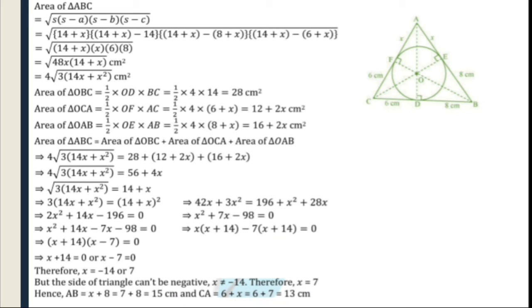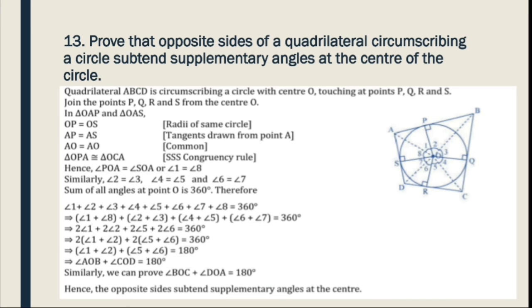So the length of AB is 15 centimeter, length of AC is 13 centimeter. Okay, and this way we have to solve this question. Now question number 13, this is the last question of this exercise.